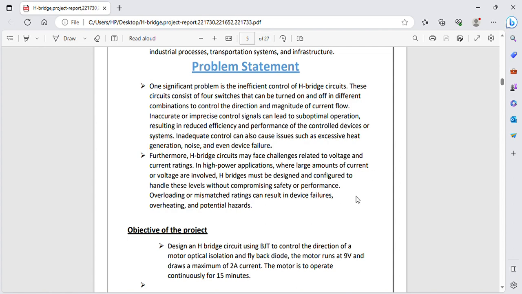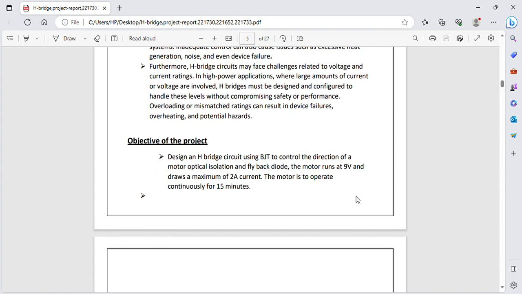Furthermore, H-bridge circuits may face challenges related to voltage and current ratings. In high power applications where large amounts of current or voltage are involved, the H-bridge must be designed and configured to handle these levels without compromising safety or performance. Overloading and mismatched ratings can result in device failure, overheating, and potential hazards.